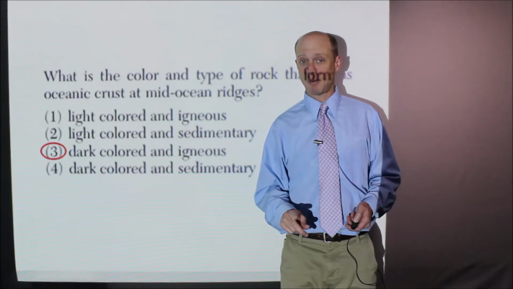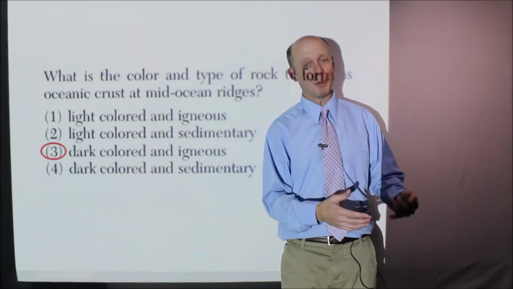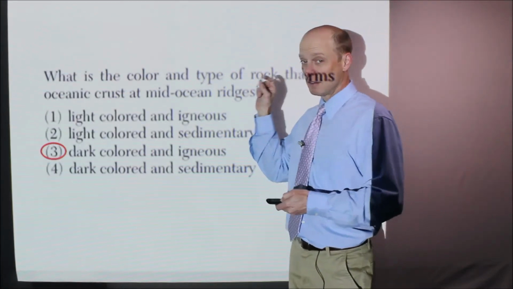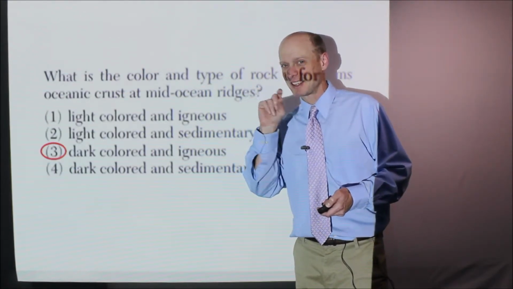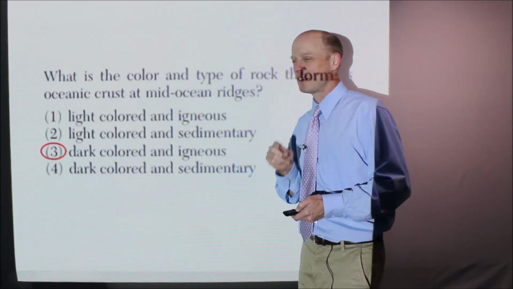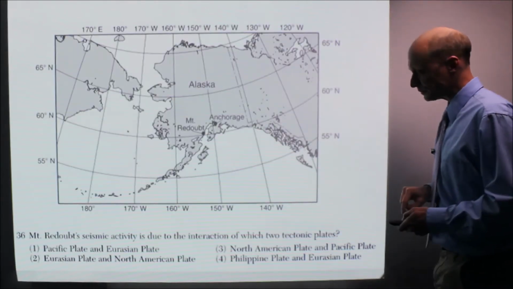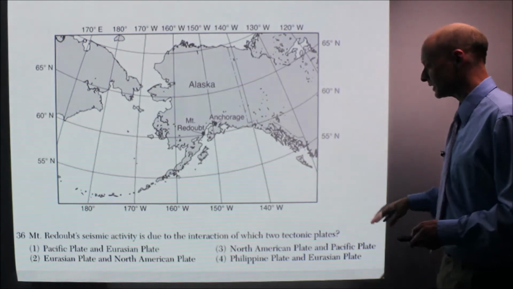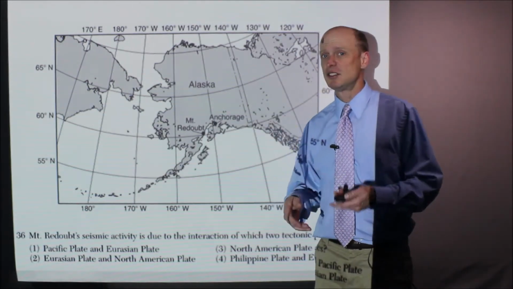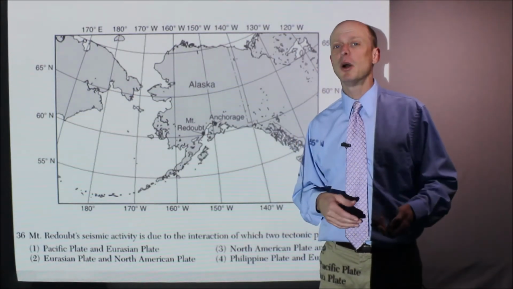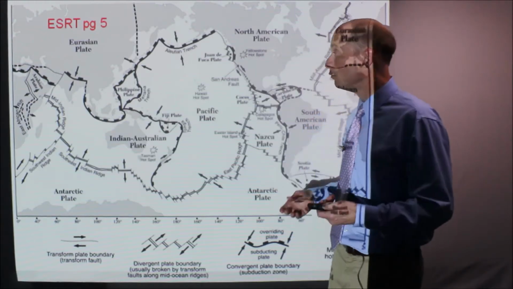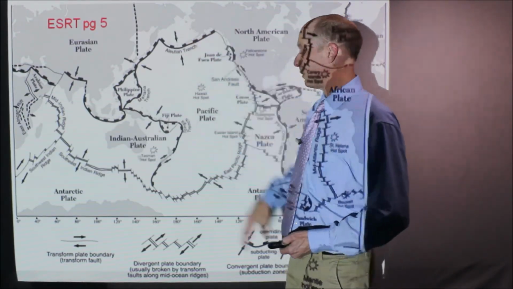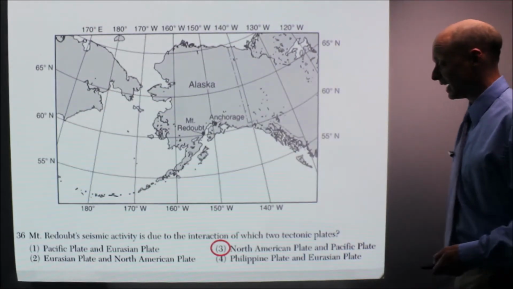You had to work for that one. It is in the reference table, but knowing that it's there is very important. And that little section of that chart about the ocean crust and continental crust and the density stuff, you go to that more than you think you would. Mount Reed's seismic activities are due to the interaction of which 2 tectonic plates? So this is just which plates. Do you know it's on page 5 of the reference table? Can you find it? This is Alaska up here, and then the Pacific plate and the North American plate. And therefore, the answer is 3.